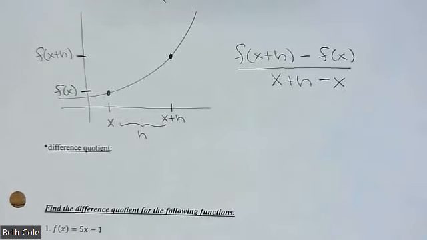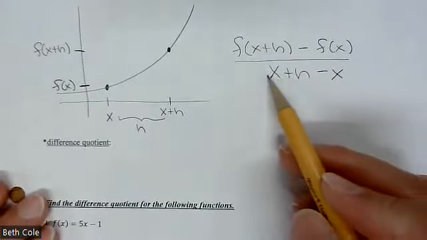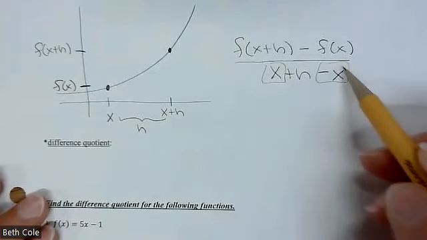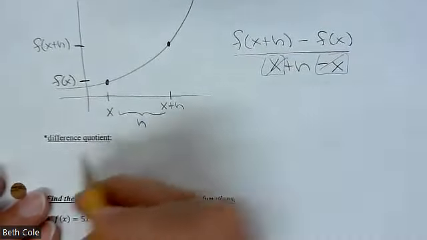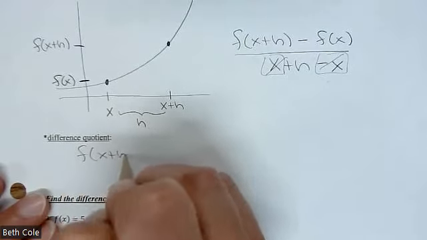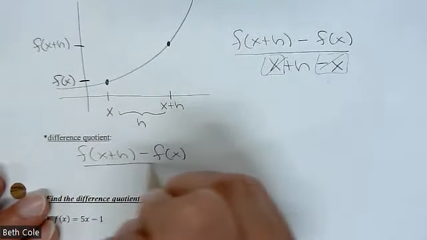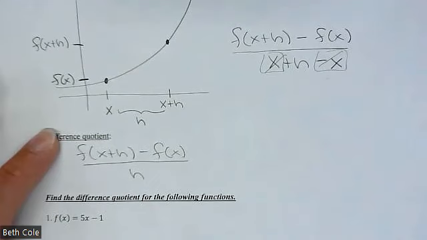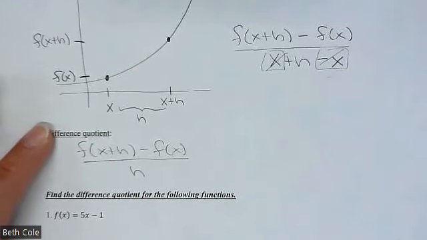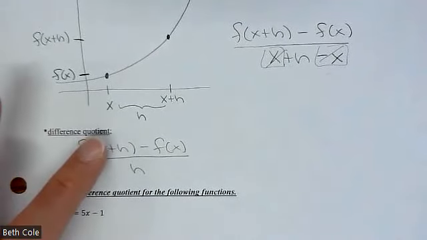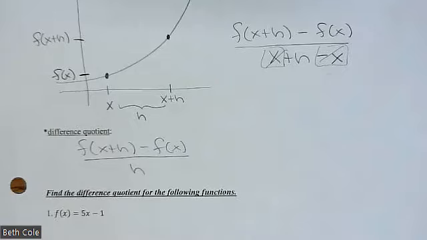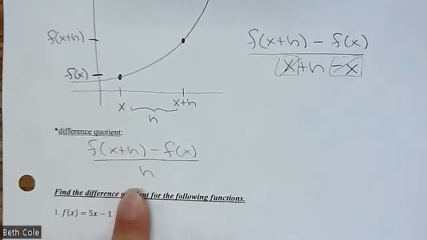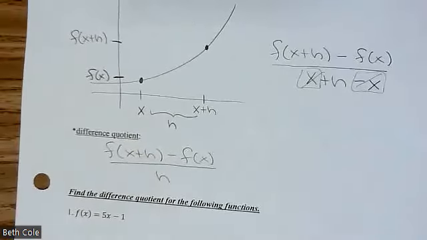What's the one thing that cancels out there? Yeah, do you see these X's? If you have an X minus an X, they go away. So here's your difference quotient. f of X plus H minus f of X all over H. The reason it's called a difference quotient: difference means, do you remember how sum means add? Difference means subtract. What does quotient mean? Division. It's a fraction. Do you see how we subtracted and it's in a fraction? That's why it's called a difference quotient.